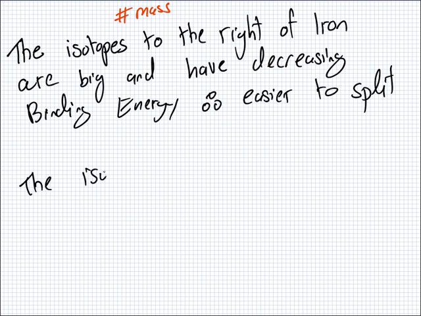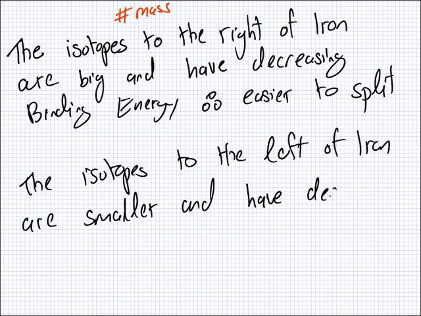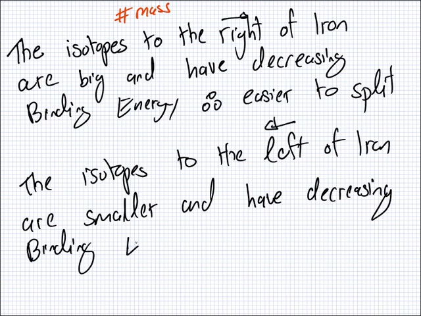The isotopes to the left of iron are smaller and have decreasing binding energy, this is if you're moving to the left, and the other is if you're moving to the right. Therefore, they're easier to stick together.